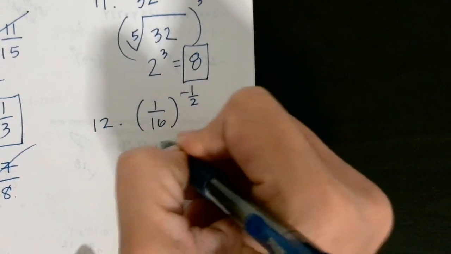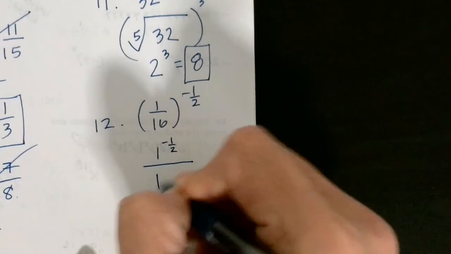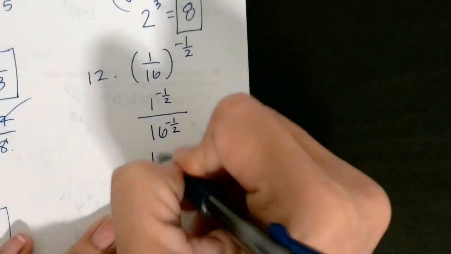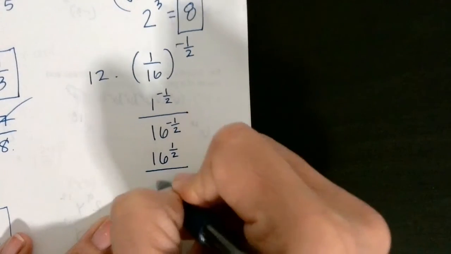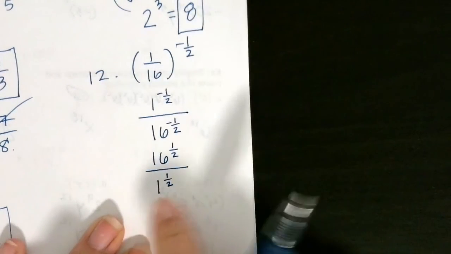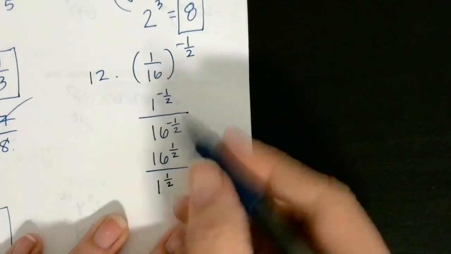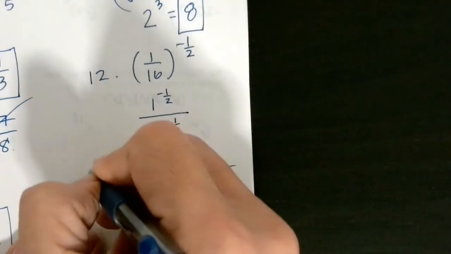Alright, last one says 1/16 to the negative 1/2. So that's 1 to the negative 1/2 over 16 to the negative 1/2. Okay, they're both unhappy, so they're going to switch places. 1 to any power is just 1. So if you're like, what the heck, that's just 1. And then we have 16 to the 1/2 power.